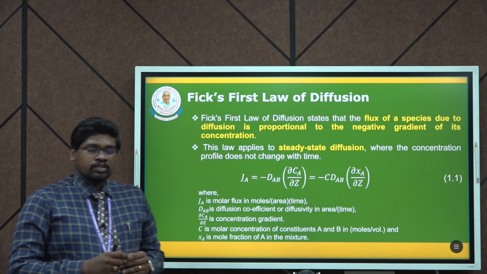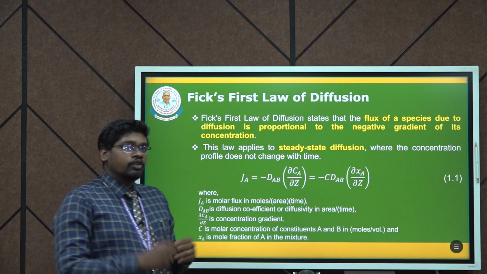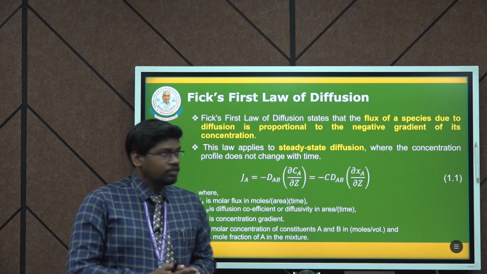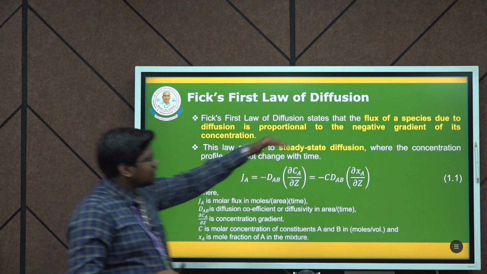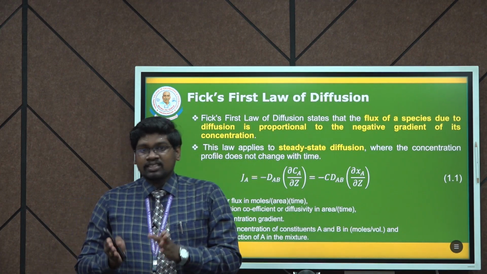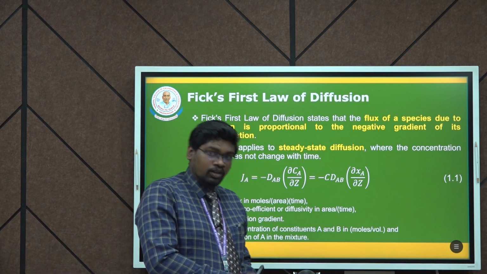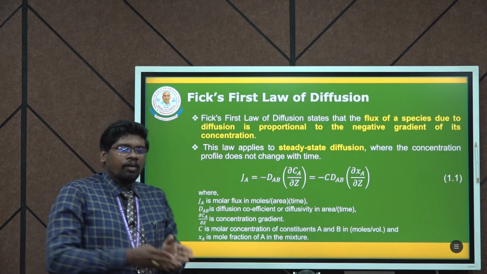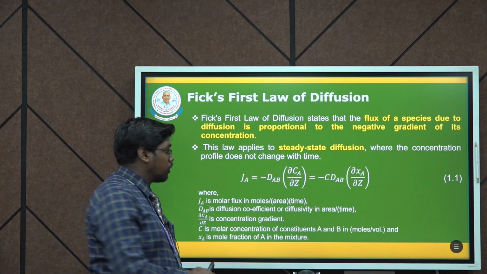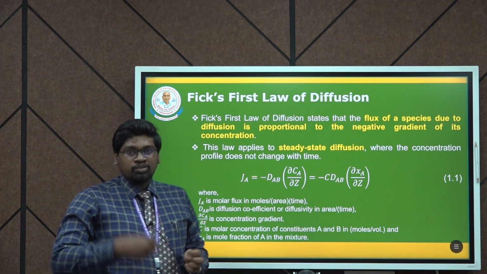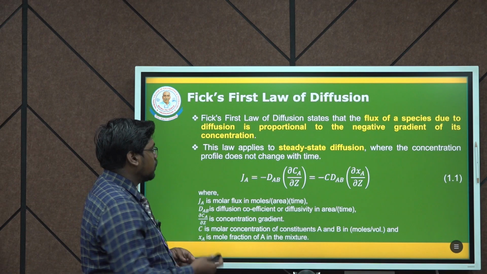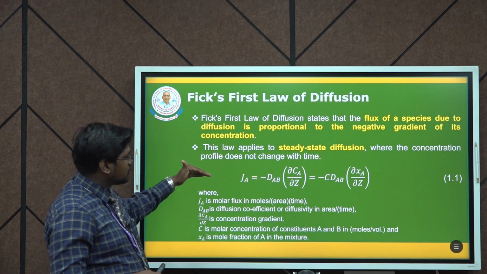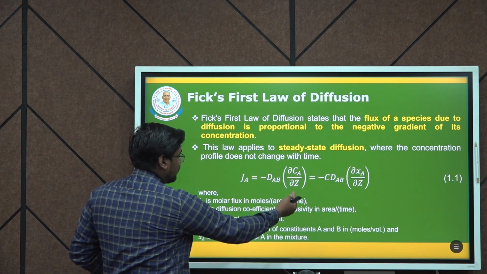Fick's first law of diffusion states that the flux of the species due to the diffusion of the species is proportional to the negative gradients of its concentration. Here the flux is how much movement of the molecule is happening from the higher concentration region to the lower concentration region, and diffusion is the process by which the molecules move from the higher concentration towards the lower concentration. So the measure of how much molecule is moved is proportional to the negative concentration gradient. So that is given by Ja is equal to minus dAB dou Ca divided by dou Z.